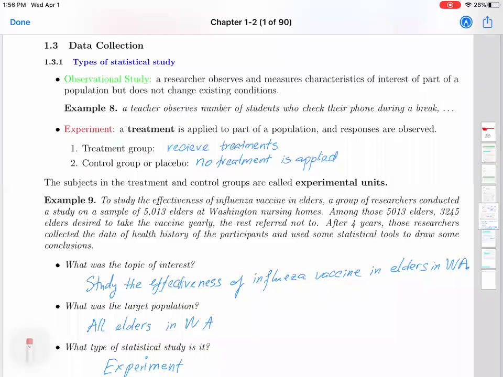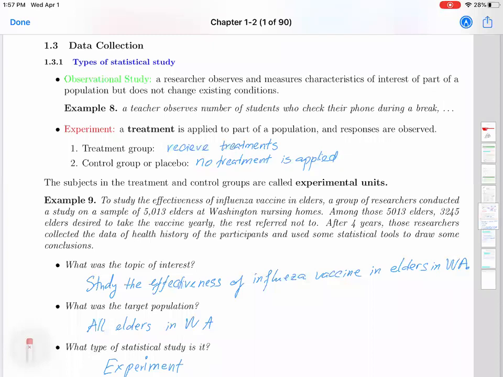This lecture is on section 1.3, chapter 1. This lecture discusses how data are collected for statistical studies. First, I want to talk about different types of statistical studies.